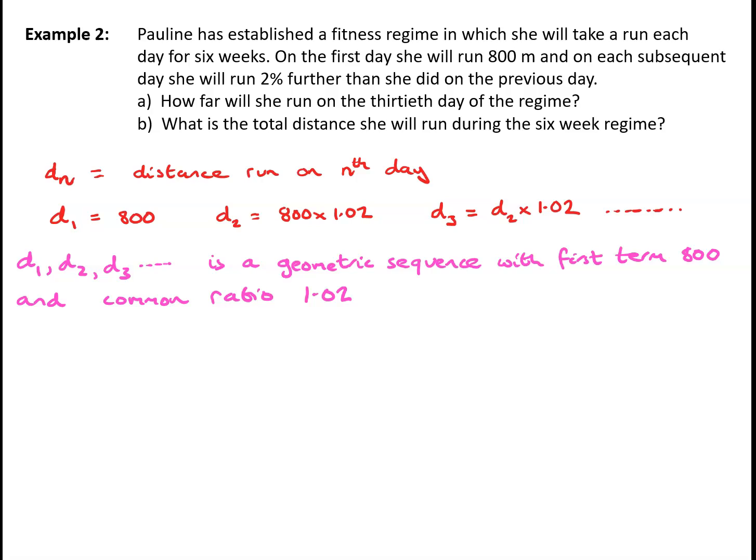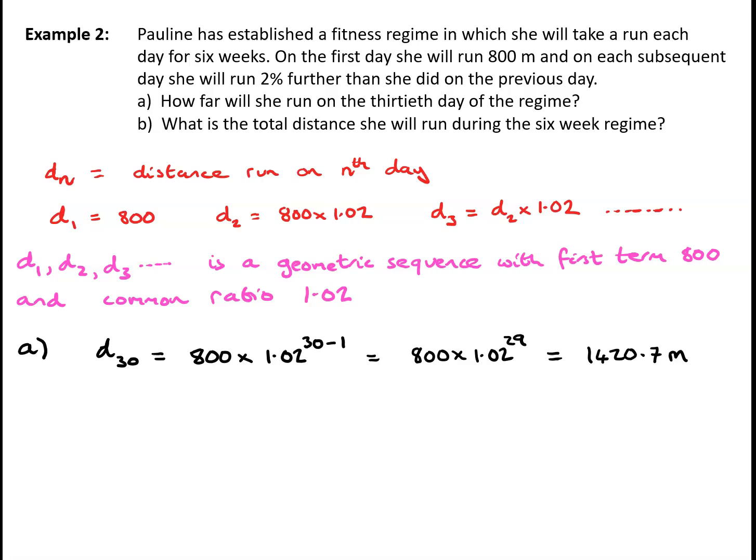The distance she runs on the 30th day will be d30, and we know that the 30th term of this GP is going to be 800, that's the first term, times r, 1.02 to the power of 30 minus 1, in other words to the power of 29. So we've got d30 is 800 times 1.02 to the power of 29, which gives me 1,420.7 meters.